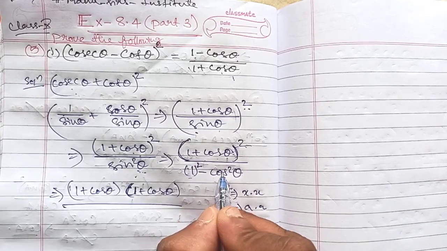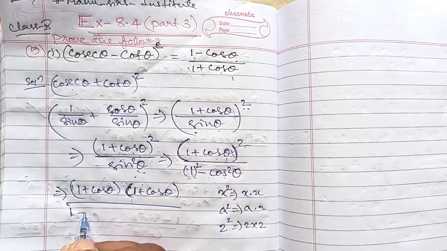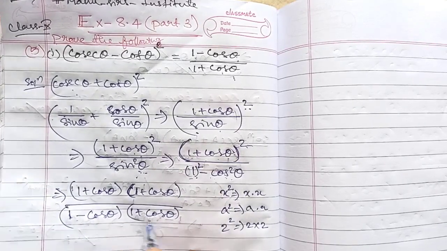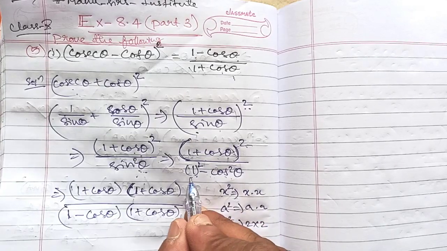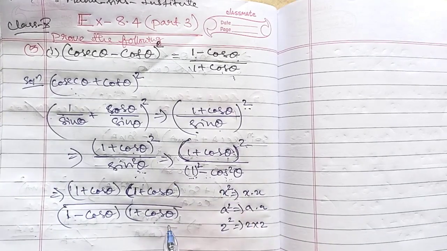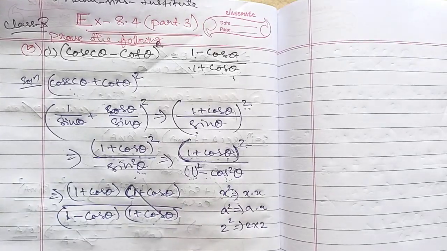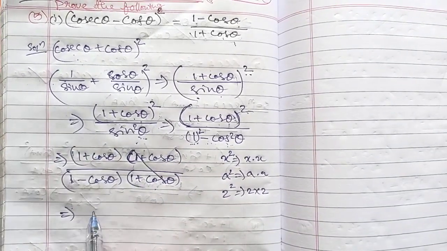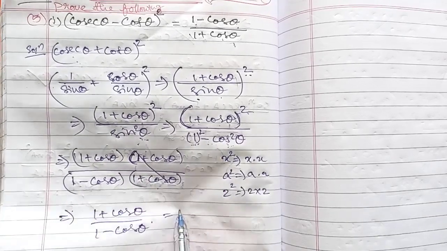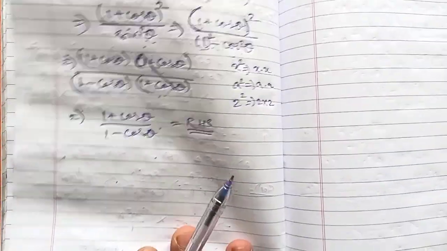So we can think of it as a square minus b square. What is the formula? (a minus b) and (a plus b). Are you getting it? 1 square minus cos square theta is (1 minus cos theta)(1 plus cos theta). I have used the a square minus b square formula. Now what is common between numerator and denominator? These two terms are the same, so we will cancel them. So what will we get? (1 plus cos theta) by (1 minus cos theta). This is the RHS. I told you I will also explain by solving RHS to LHS.